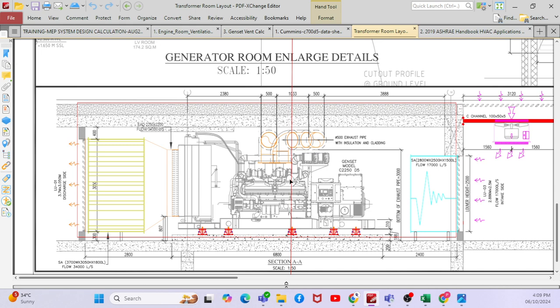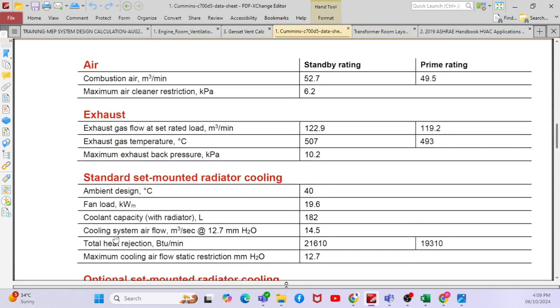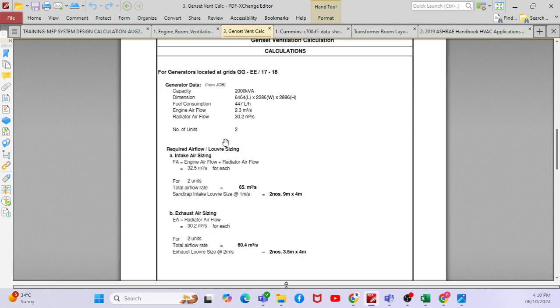So what is the airflow required for cooling? It is given here: cooling system airflow rate, which is 14.5 meter cube per second. Intake air sizing: what is the intake air sizing? Engine airflow rate plus radiator airflow rate. The engine airflow rate is given in the catalog. And the radiator airflow, for cooling the radiator, is also given in the catalog. So when you add them together, that will be the intake fan sizing.